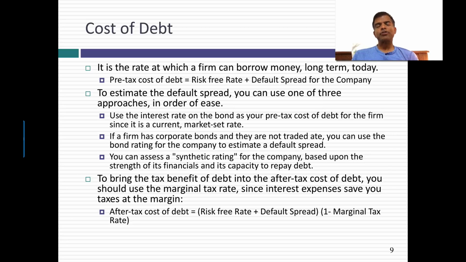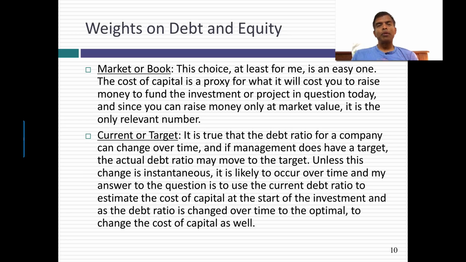Now, of course, I have to net out the tax benefit, and for that I need a tax rate. And here, the tax rate I should always use is a marginal tax rate. Why? Because interest saves me taxes at the margin. That effectively means that when I pay $100 in interest on a $1,000 income, I am saving taxes at the margin. I'm going to use the marginal tax rate. That's my cost of debt and my cost of equity.